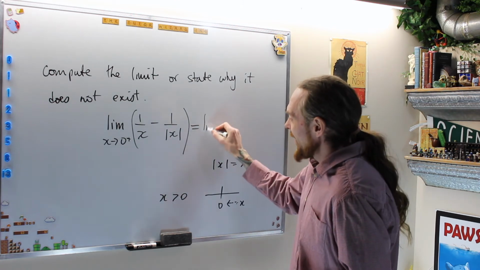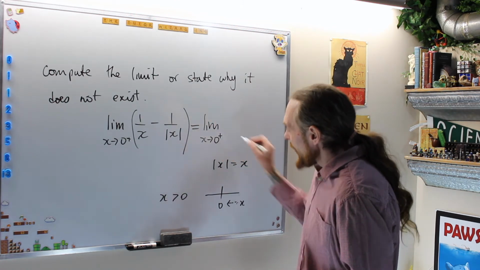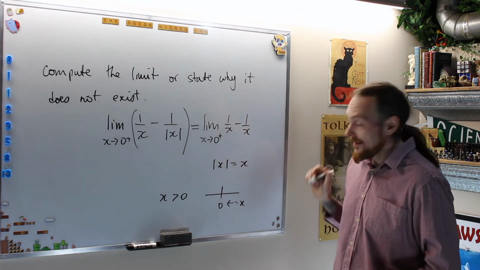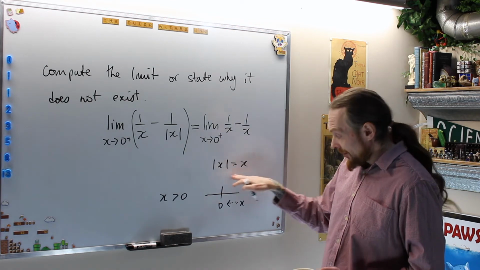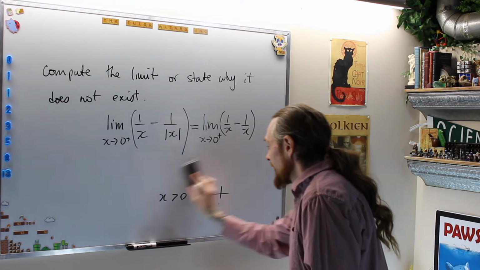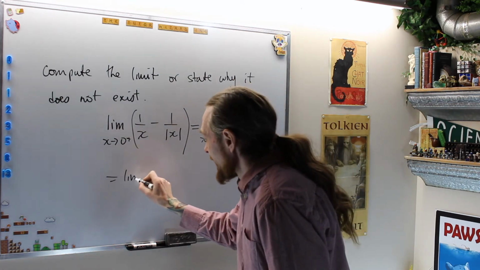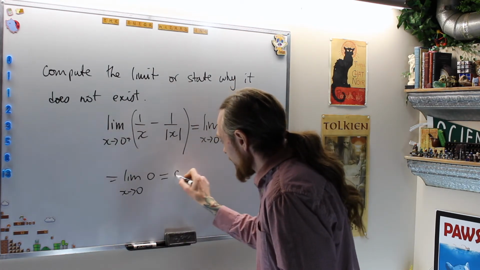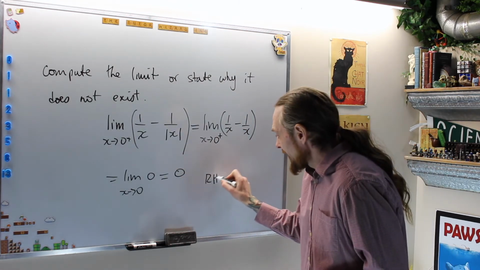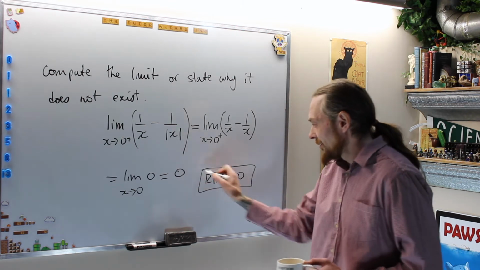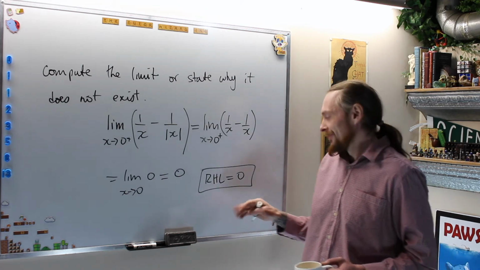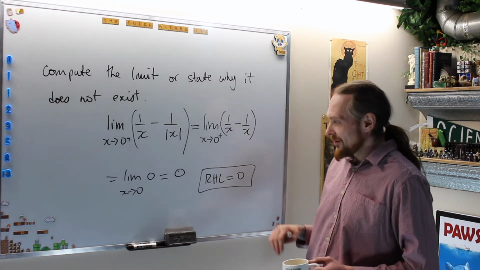I can now write that as the limit as x approaches 0 from above of 1 over x minus 1 over x, because that is actually x when I approach from above. And now that is 0. So that becomes the limit as x approaches 0 of 0, which is 0. So again, what is that? The right-hand limit of this function is equal to 0. That's syncopated algebra, I've used letters and algebra in the equation.